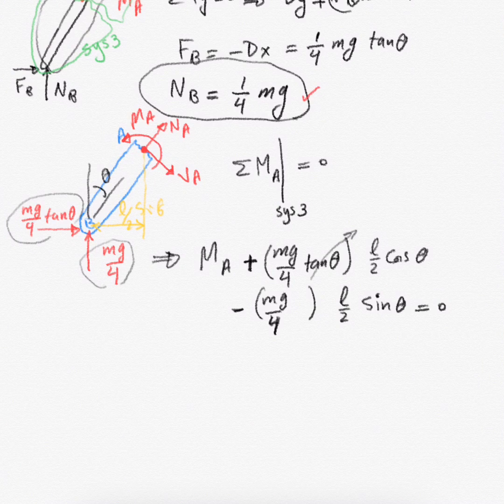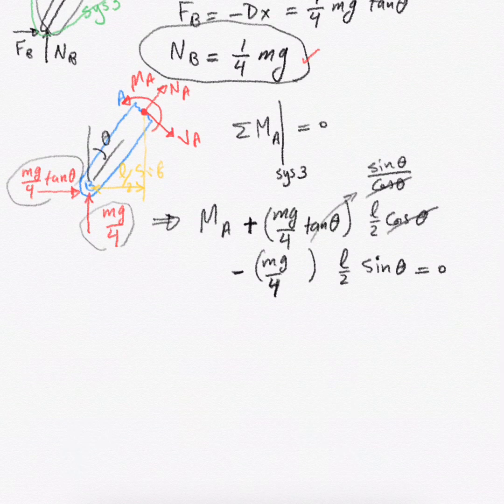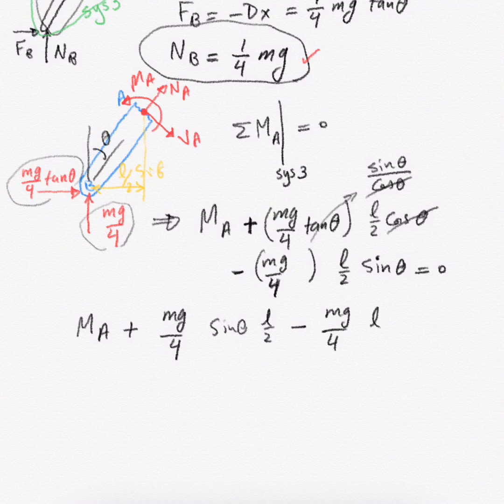This tangent becomes sine theta over cosine theta, and because this is at the bottom, we cancel it out with this. So again, you get MA plus mg over 4 sine theta L over 2, negative mg over 4 L over 2 sine theta is equal to 0. So they will cancel out and you get MA is equal to 0.